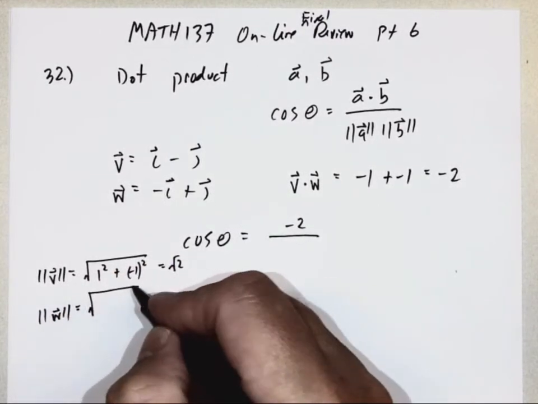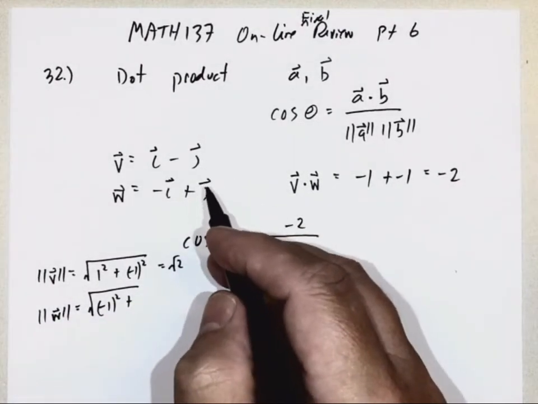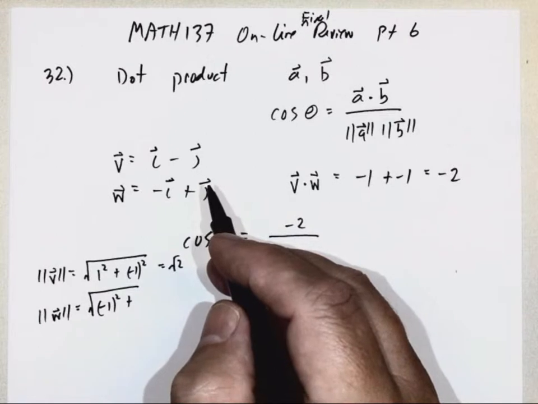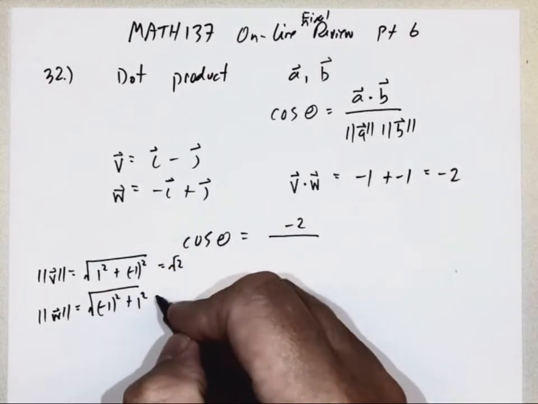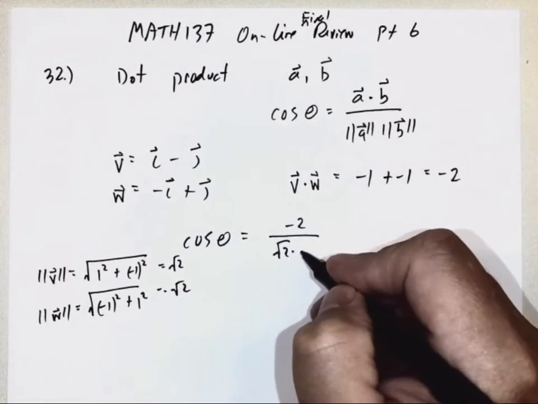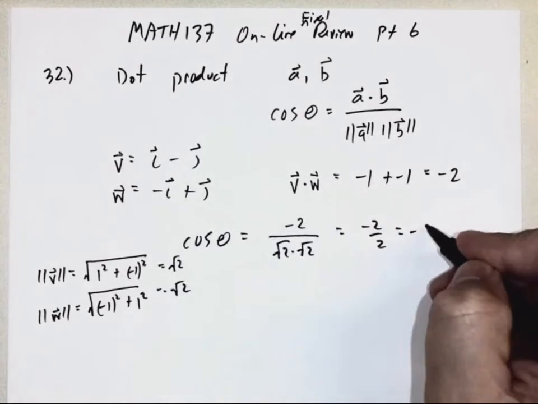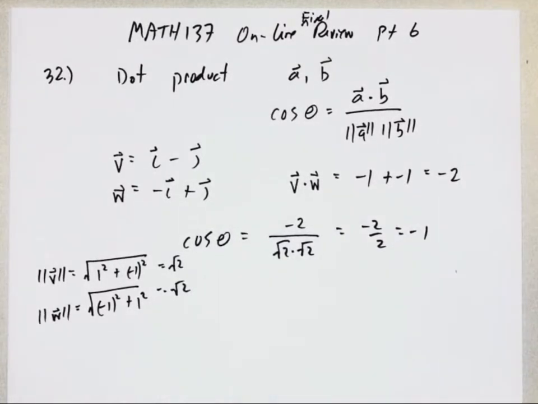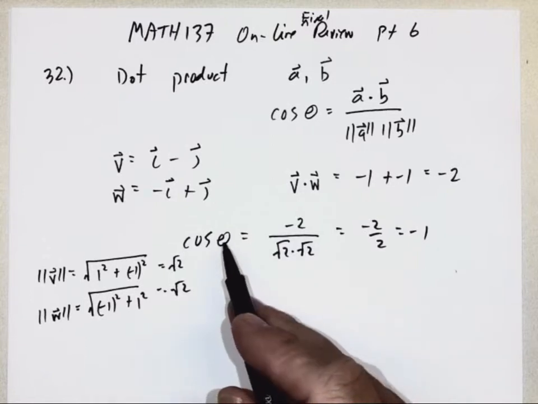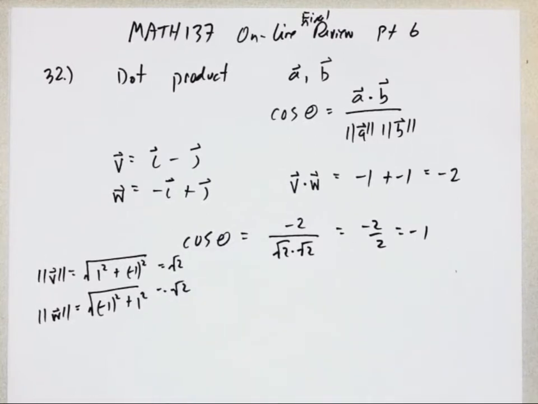Do the same thing for W. Take minus 1 and you square it, and you add it to 1 squared, square root of 2. So we have a square root of 2 times square root of 2. It's like negative 1. So now we ask ourselves, what angle theta do you take the cosine to get negative 1? This is like a unit circle problem.